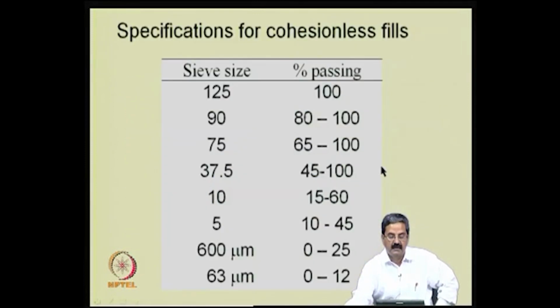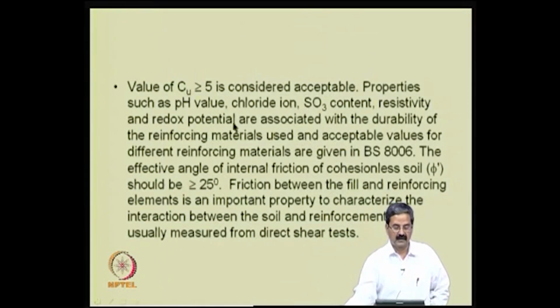For example, what it means is that the sieve size can be 100, the sieve size should be at least 80, and the gradation of the material 65 to 100, 45, 15. So it depends on that. For drainage purposes, the coefficient of uniformity D60 by D10 should be acceptable if more than 5. Properties such as all these are also important, and the effective angle of internal friction of the cohesionless layer should be more than 25 degrees.